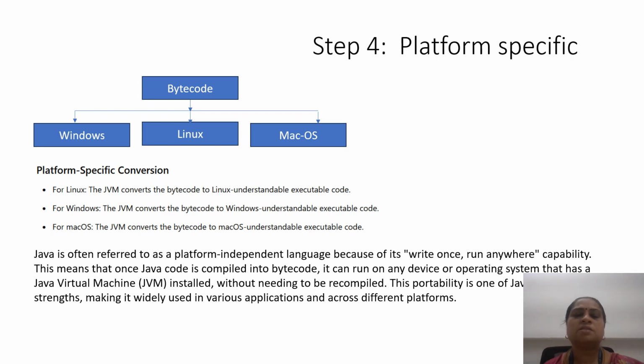So Java is called a platform independent language because of its write once, run anywhere capability. This means that once Java code is compiled into bytecode, it can run on any device or operating system that has a virtual machine installed, without needing to be recompiled. This portability is one of Java's strengths, making it widely used in various applications across different platforms.